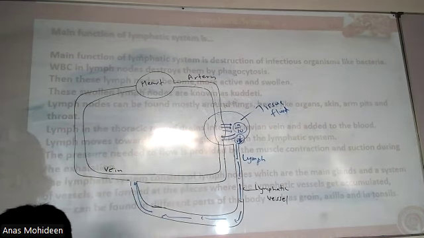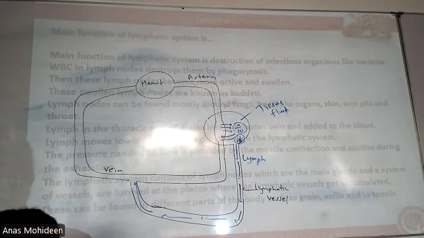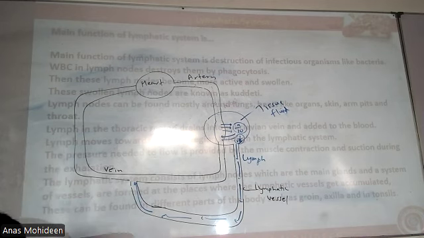Then these lymph nodes become more active and swollen. These swollen lymph nodes are known as Kuddati. Underline that: swollen lymph nodes are called Kuddati.